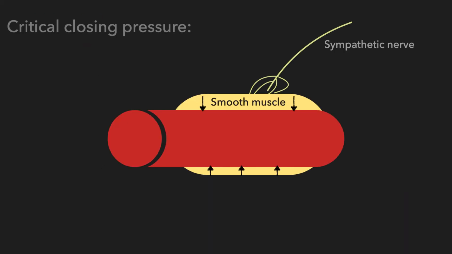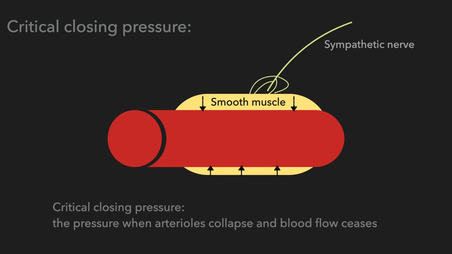So there's a thing called critical closing pressure. This is a graph of an arteriole. The arteriole is surrounded by smooth muscle, and the smooth muscle is regulated by the sympathetic nerve. With all these things together, you have a certain arterial tone. The definition of critical closing pressure is the pressure where you lose your arterial tone, and then your arteriole collapses, and because the arteriole collapses, your blood flow ceases.